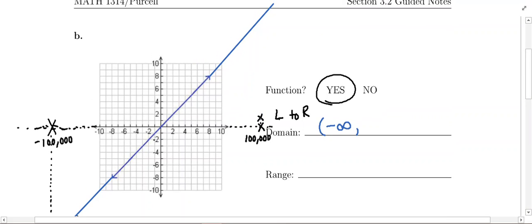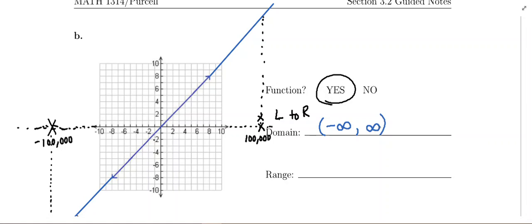you could go up and find the output for that particular x value, because the line continues indefinitely in the positive x direction. So something like 100,000 would have an output somewhere. So the graph is going to cover all the positive x values as well. So basically this blue line covers the entire x-axis. So the domain is all real numbers.